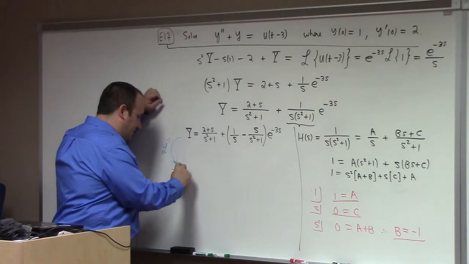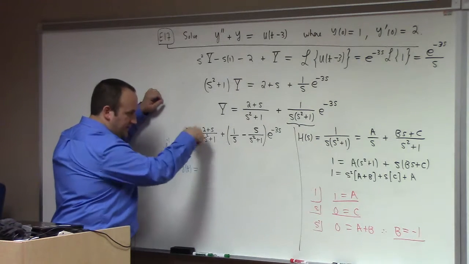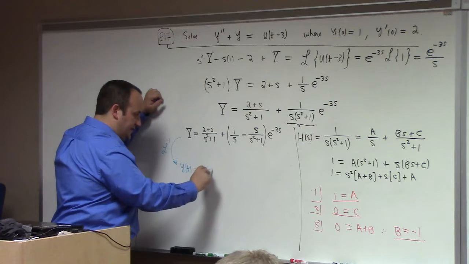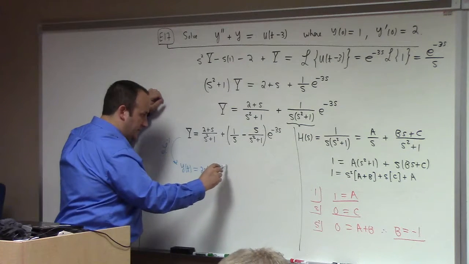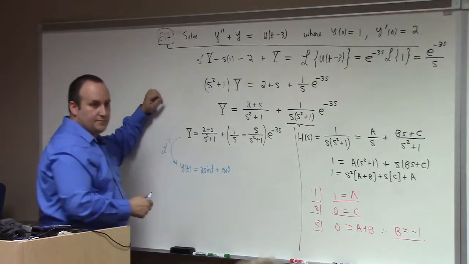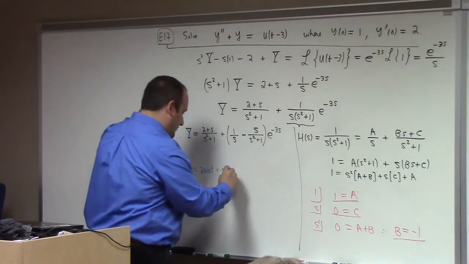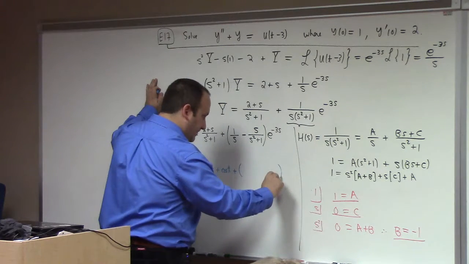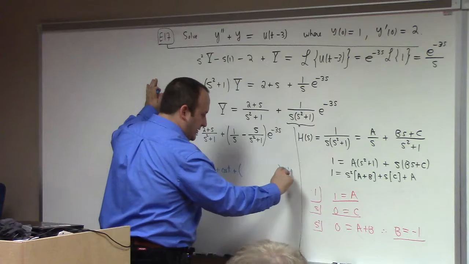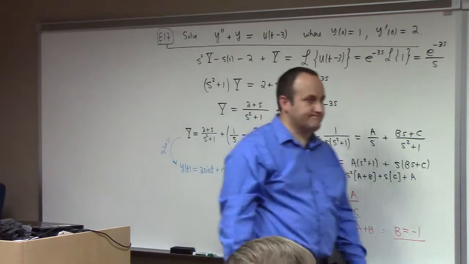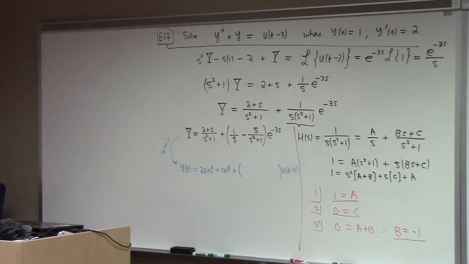We get y of t. This piece gives me, as I said before, 2 times sine t plus cosine t. This here, I'm supposed to do plus something times u of t minus 3. What's that something? It's supposed to be h of t minus 3.